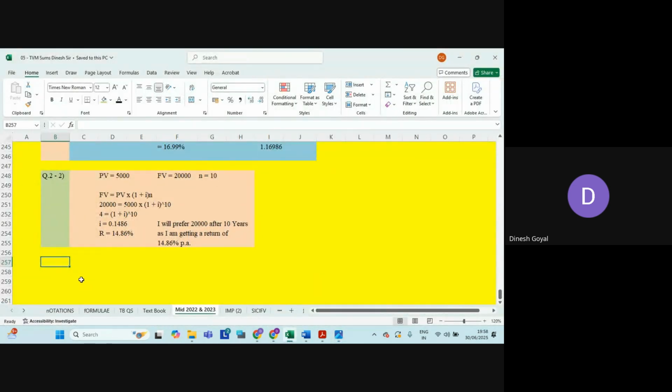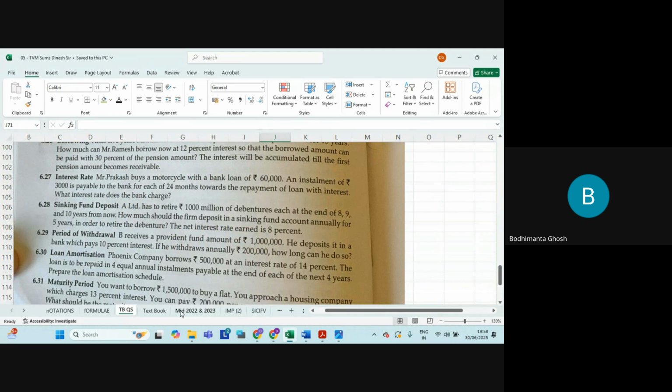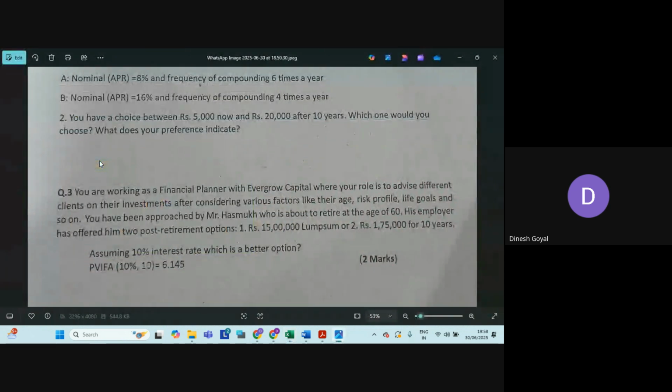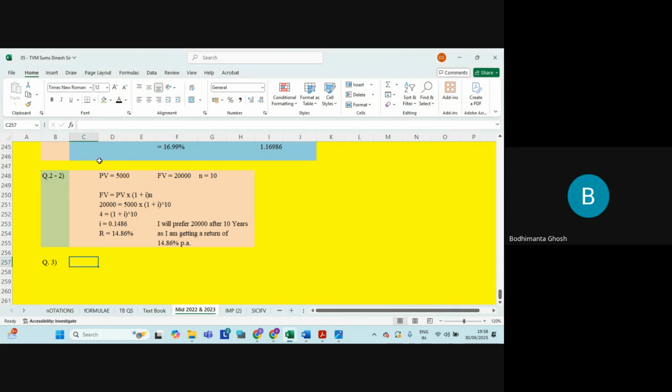So what do we have to do in this question? 2 options are given, right? First option is 15 lakh lump sum, right? That is the future value, right? No, the lump sum we will get today only, at the retirement. So that is 15 lakh only, right?